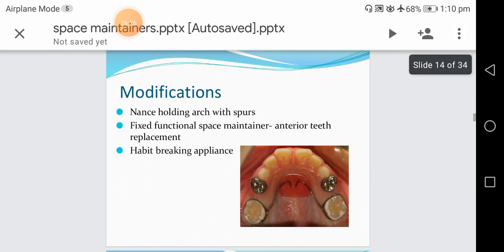modifications of Nance palatal arch. Next class we will see the rest.